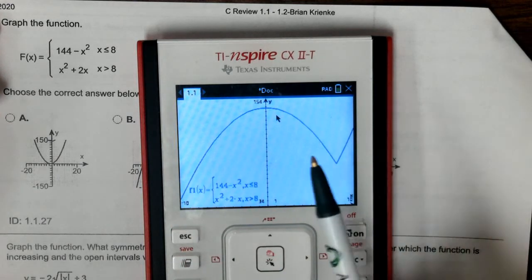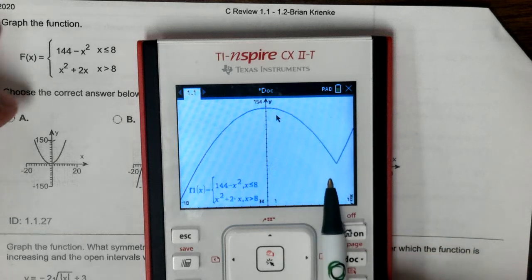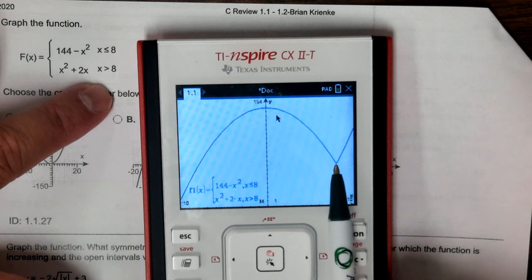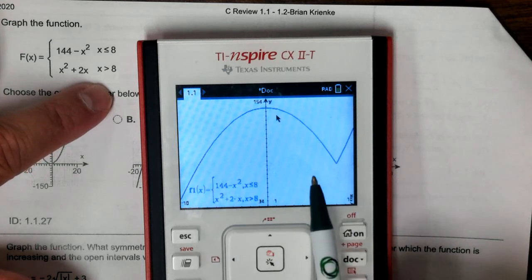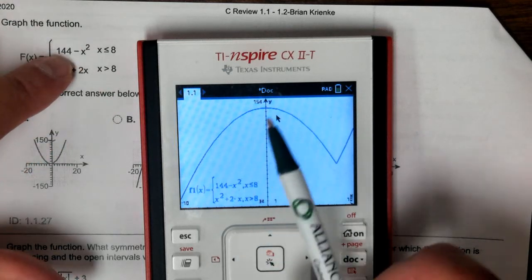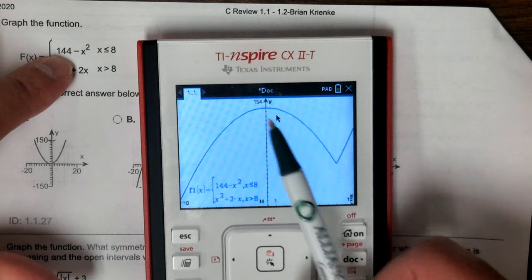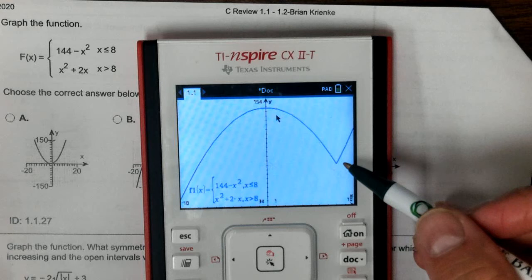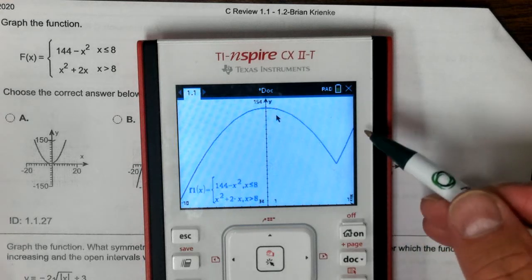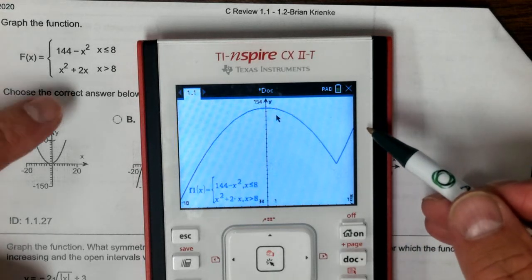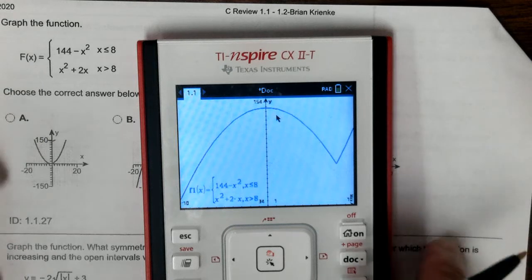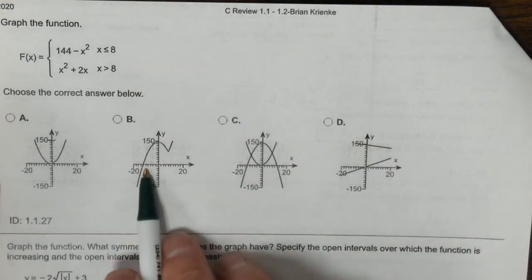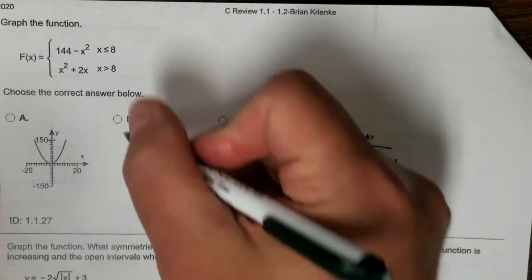And so this we know is 8 because that's where it changes. So to the left of 8, it was the parabola with the 144 as the max, and then the other side was linear. Well, it appears linear right now, may not stay linear. Okay, so that would be the B graph, because it goes like that and then like that.